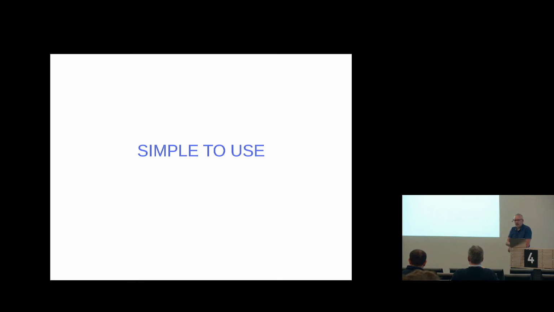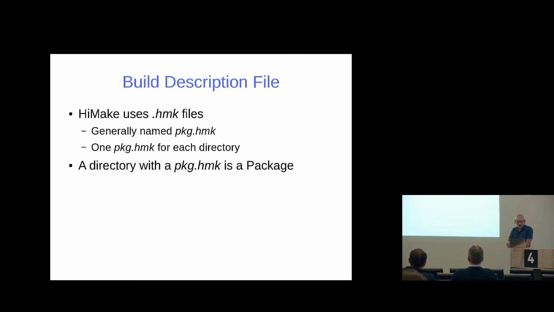One of the things is we think that HiMake is really simple to use. And I said that was the design goal. So HiMake has these build description files. They have the suffix HMK and the general name pkg.hmk, which is unpronounceable. So we call them HiMake files. There's one HiMake file for each directory. And you have this term that a directory with a HiMake file is a package. So most of the time we just talk about packages.